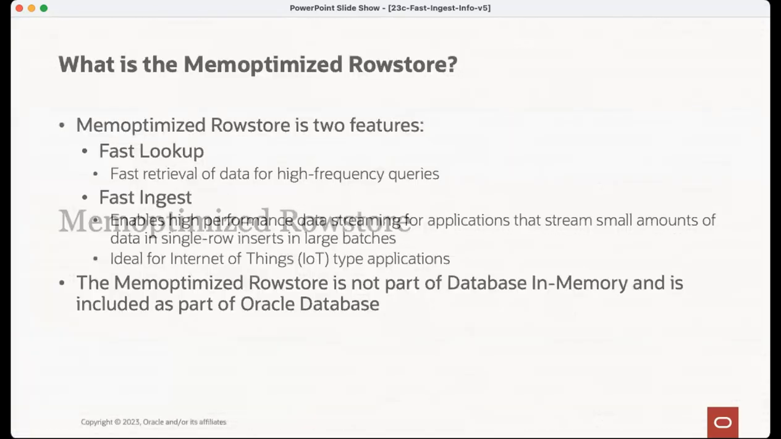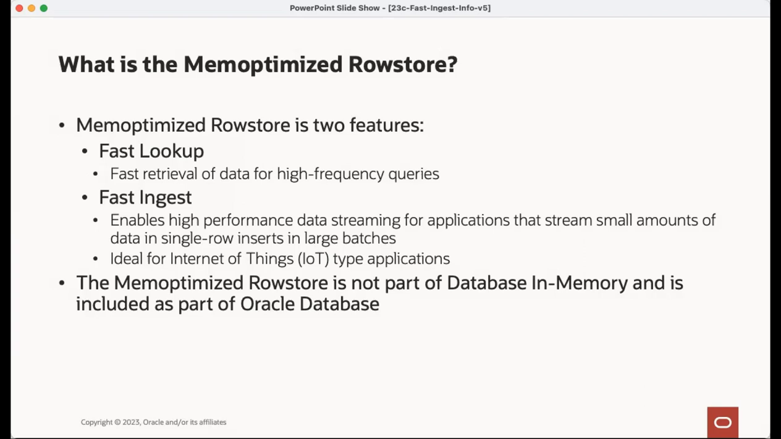So the mem-optimized row store is actually made up of two features: fast lookup, which enables you to get very fast retrieval for high frequency queries. It basically does everything in memory. That was introduced in 18C.